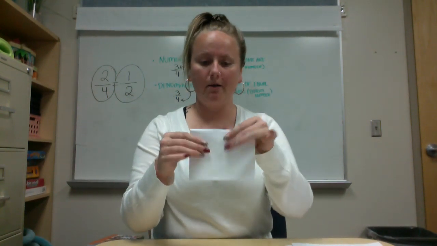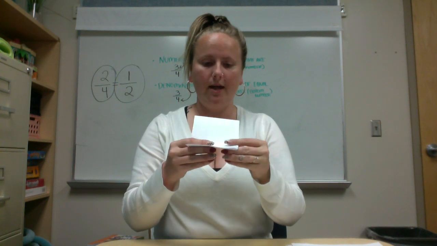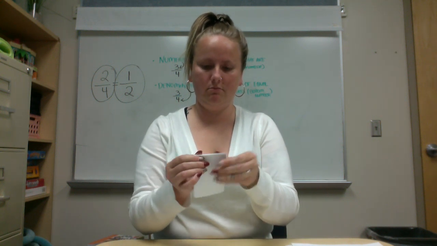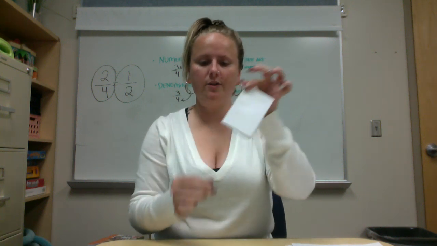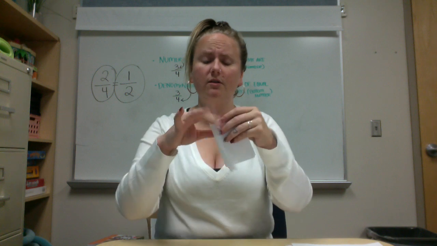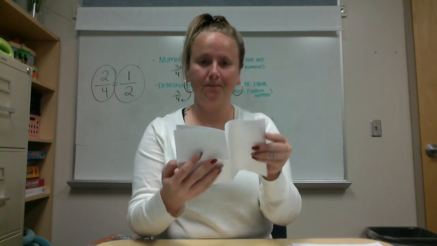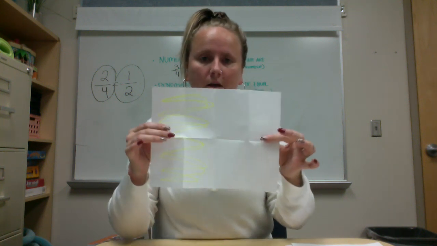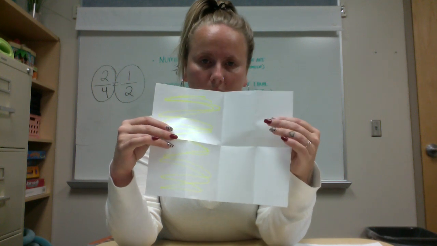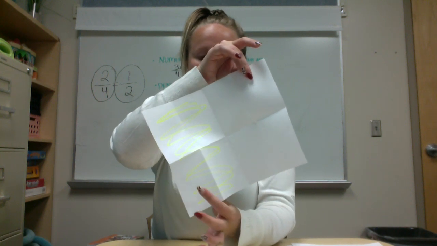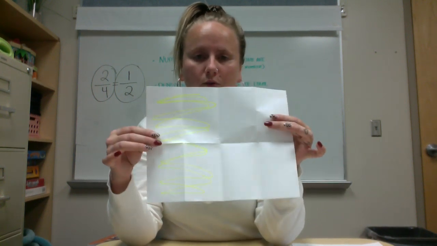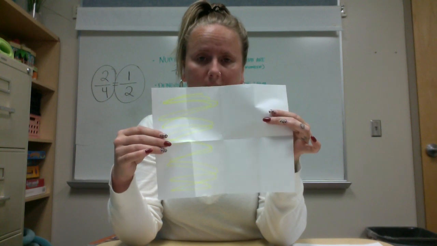Now if I fold it back up again, and then fold it in half one more time, make sure you're folding it hard and creasing it, because when you unfold it, you want to make sure you can clearly see those lines. You're going to count how many total pieces you have now. We have 1, 2, 3, 4, 5, 6, 7, 8. 8 total fractional parts that are all equal in size.